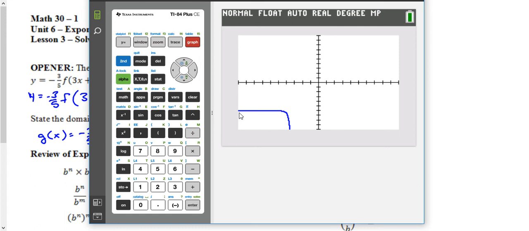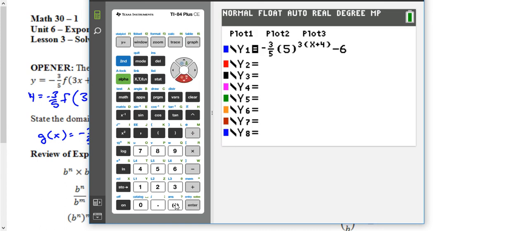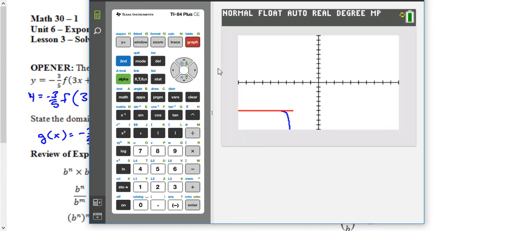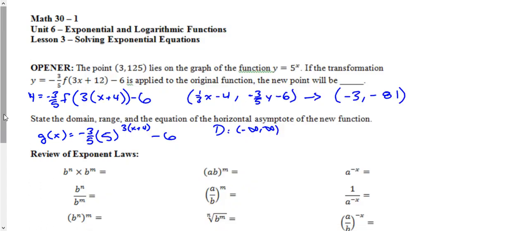Our range is going to go as low as negative infinity, as high as this line here. This line happens to be at negative 6, and if you drew in a line at y equals negative 6, there we go. So we have a range from negative infinity all the way up to negative 6, but because negative 6 is a horizontal asymptote, I have to use a rounded bracket. And of course, the horizontal asymptote is at y equals negative 6.